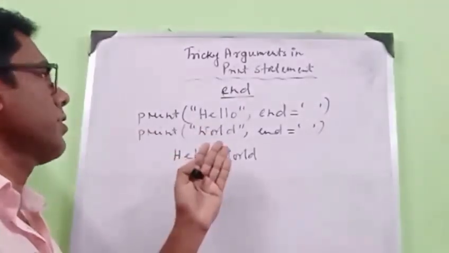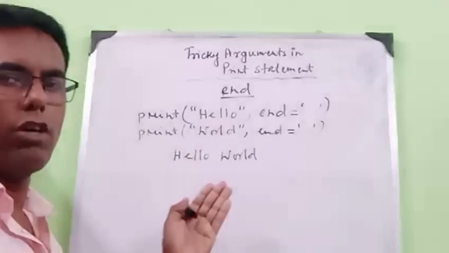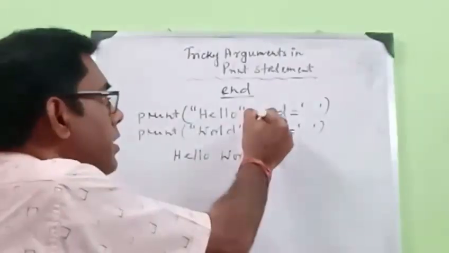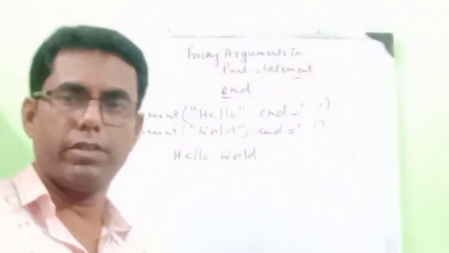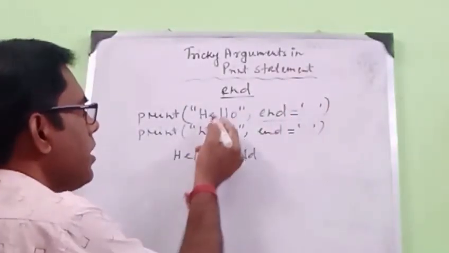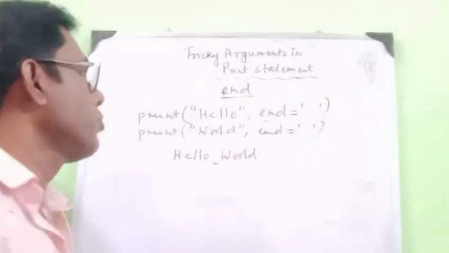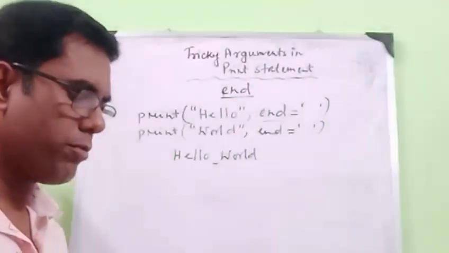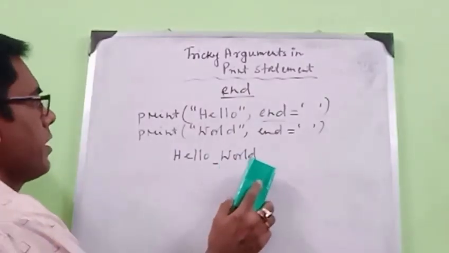Normally with print functions, these two outputs will be generated on separate lines, but whenever we use the end argument, which is a very tricky way, and give some space, you can see the space between the two print statements in the output. So this is one of the very important tricky arguments in print functions.